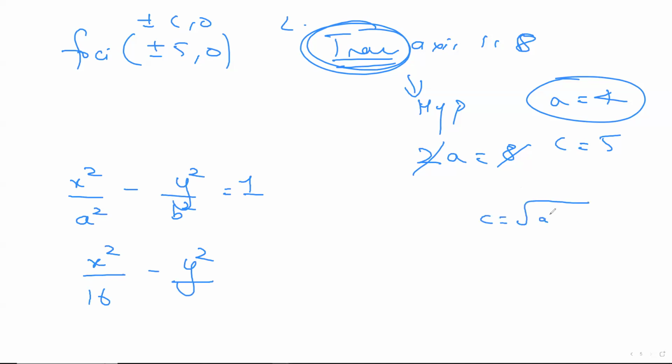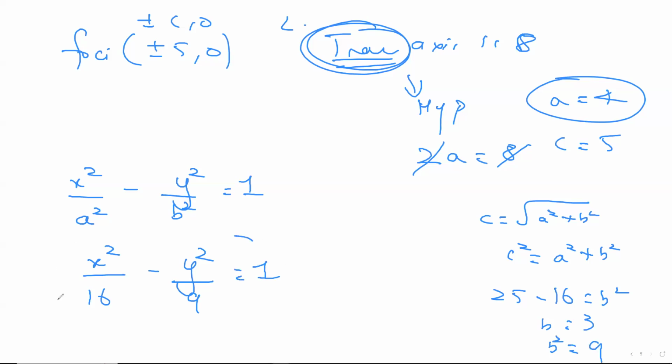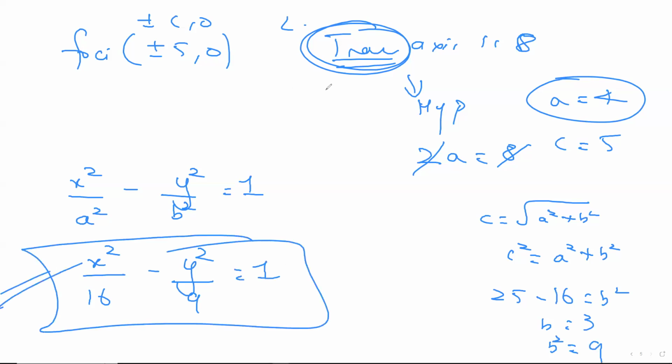C is equal to root of A square plus B square, which means C square equals A square plus B square. I square on both sides. 25 minus 16 equals B square. B square will be equal to 9. So B will be equal to 3. B square equals 9, equals 1. This is the answer for the hyperbola equation.